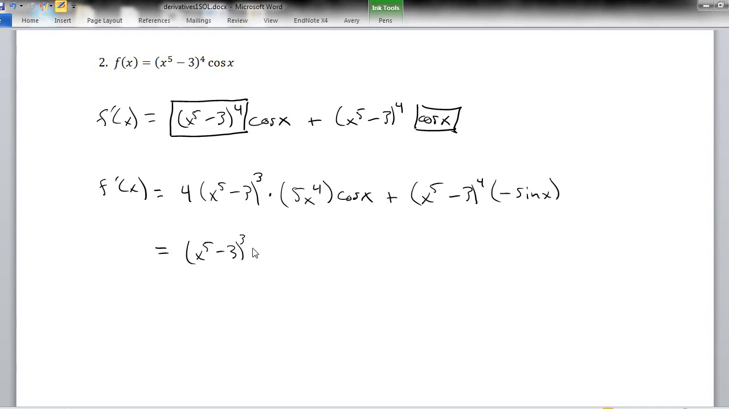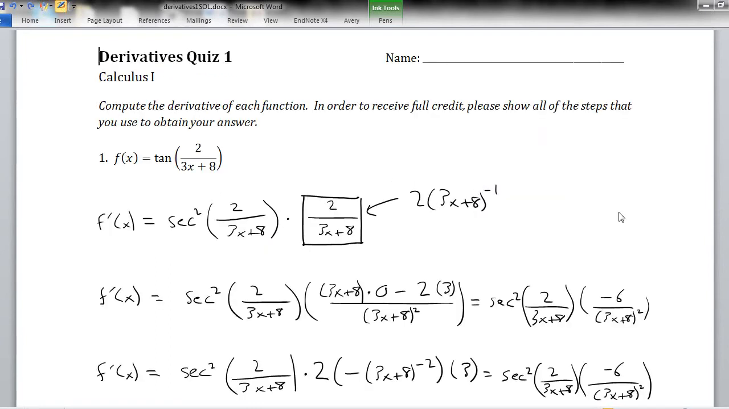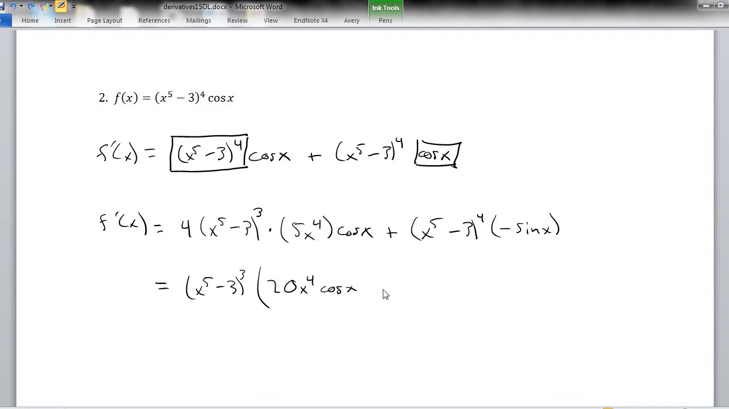3 copies of that factor, and then, what's left over? In the first term, I have 4 times 5 is 20x to the fourth times cosine x. And in this one here, oops, I actually have a minus sign there. So let me get rid of my plus sign and say minus from this minus sign. And then I factored out 3 copies of this factor, so I have 1 left. And I have a sine x, right? So x to the fifth minus 3 to the first power times sine x. All right, and that's about as good as I can do.